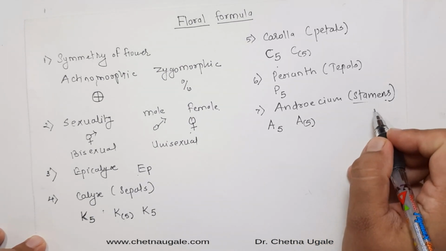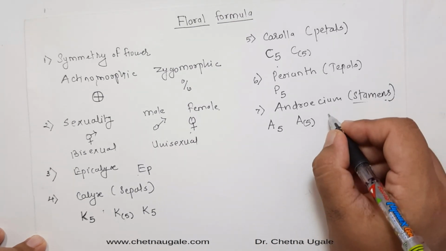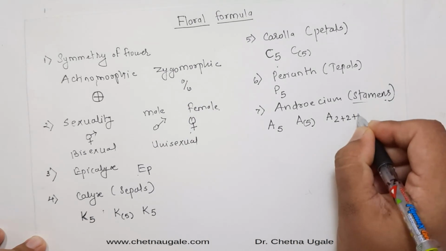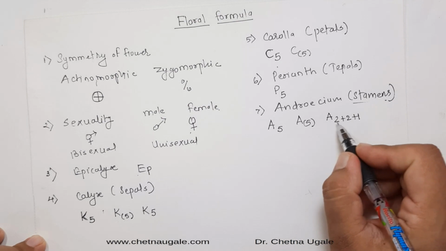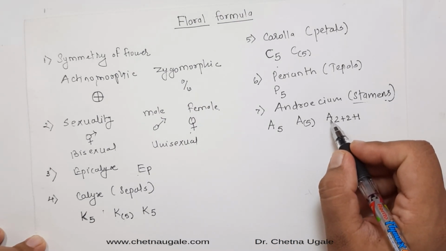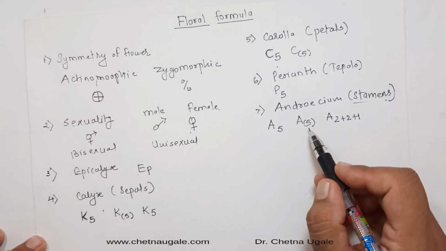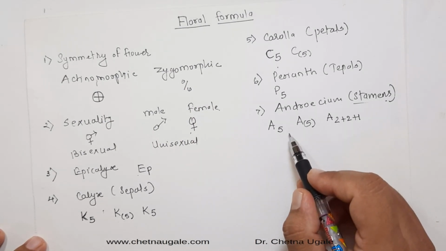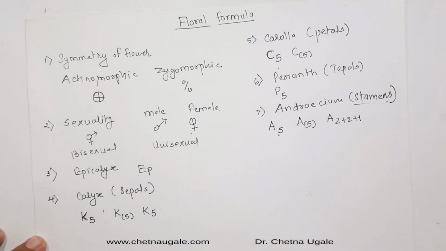If the stamens have a certain modification or arrangement, then it is simply represented by that arrangement, but the number is still written as a subscript to the capital A. If the stamens are fused, that is united, then it is written in parentheses, and when the stamens are free, then it is written simply as a subscript to the capital A.